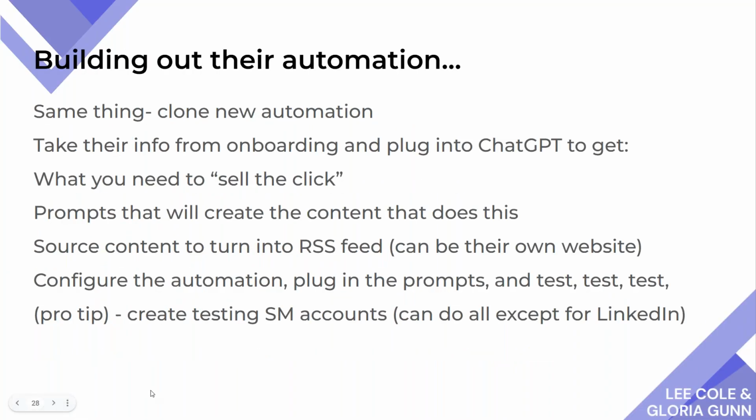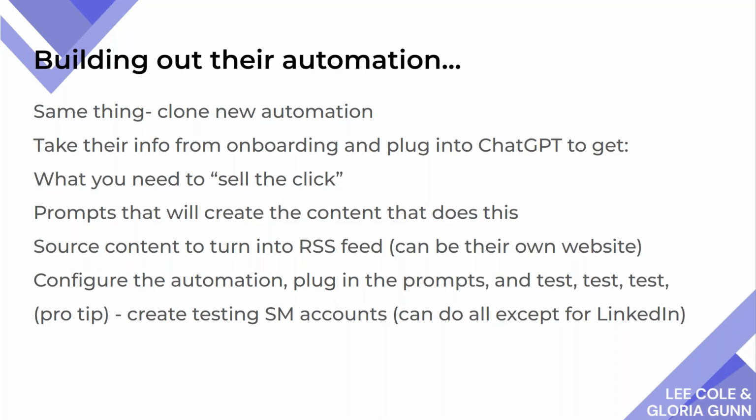Okay, so building out their automation. You're going to clone the new automation, which means just re-importing it. When I say clone it, you don't have to copy and redo it. You get the JSON files in the members area, and we upload them just like we did: you go to the new scenario in make.com, click on import, and import that file, and then boom, everything appears. You're just going to have to do that for theirs and then connect everything with their social accounts. So you're going to take the information from their onboarding, plug it in, and get what you need to, quote unquote, sell the click.